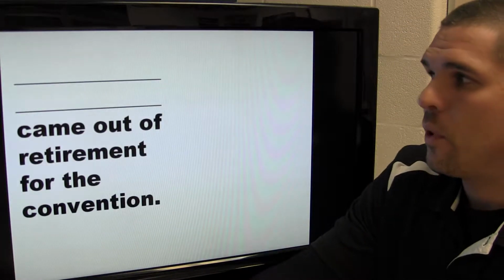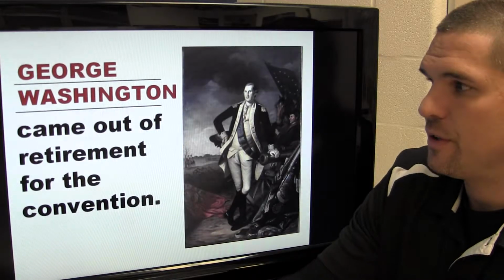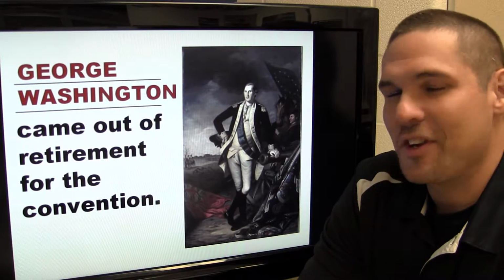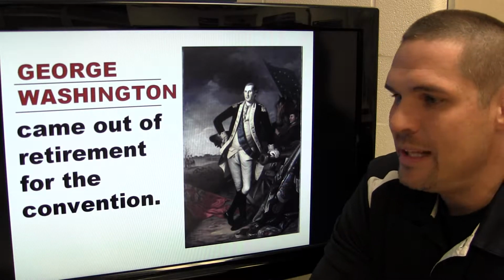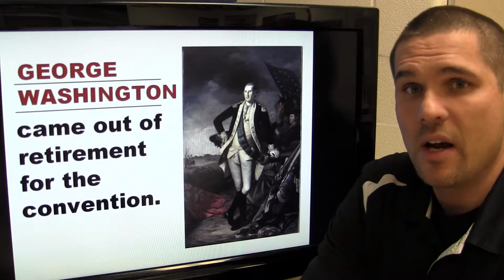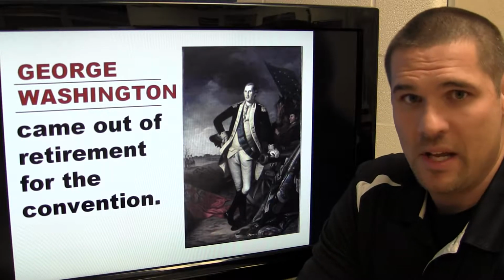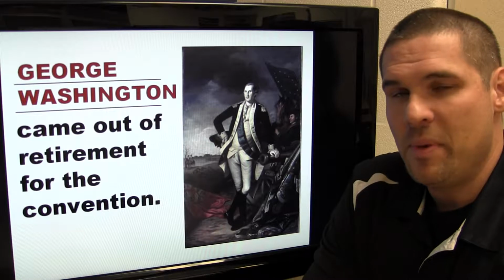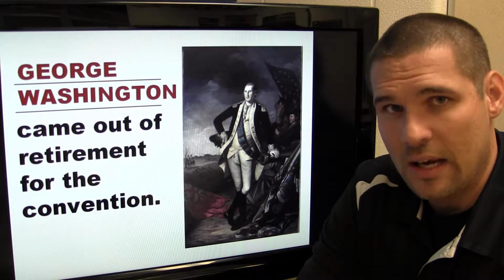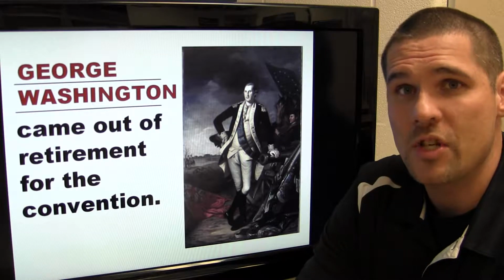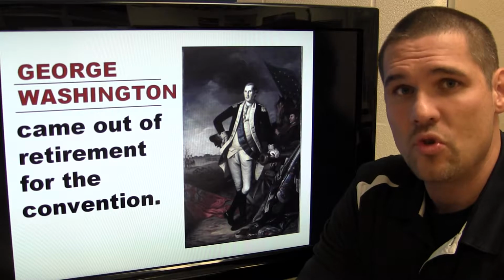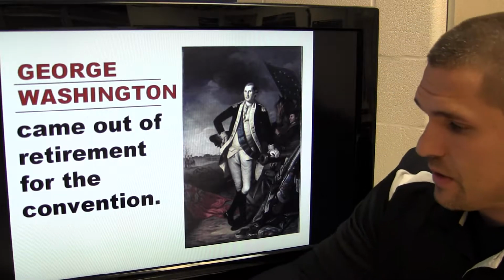As I told you before, George Washington comes out of retirement to lead this convention. Many of the political leaders and the delegates begged him to come back out of retirement, and they felt that if the people knew that George Washington was leading the convention, it would give this convention a lot of credibility. They trusted George Washington, and they trusted that he would not allow them to create a government too strong that would take away their rights.